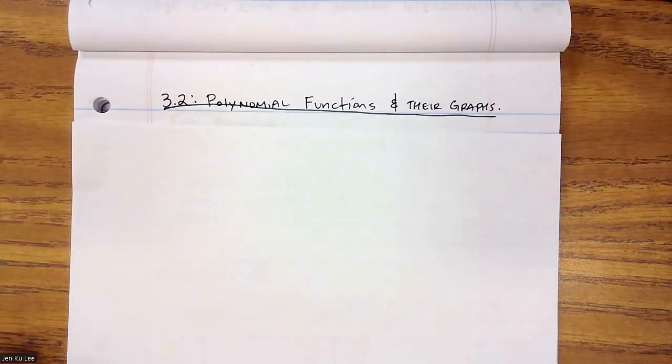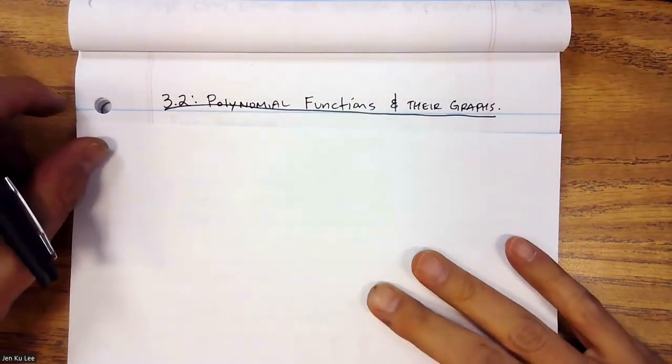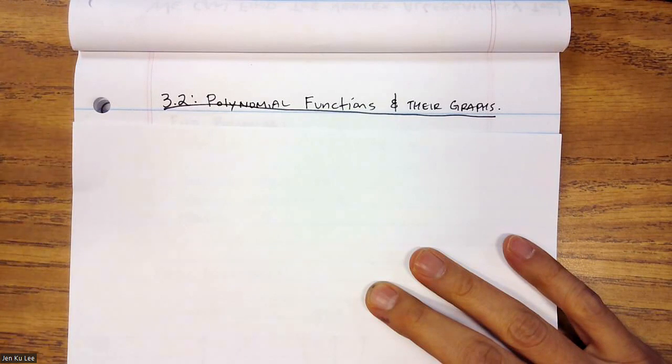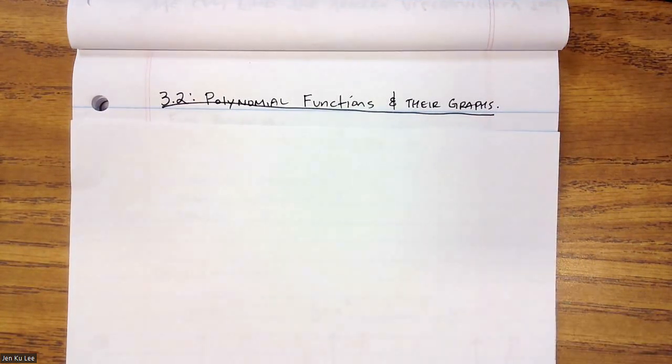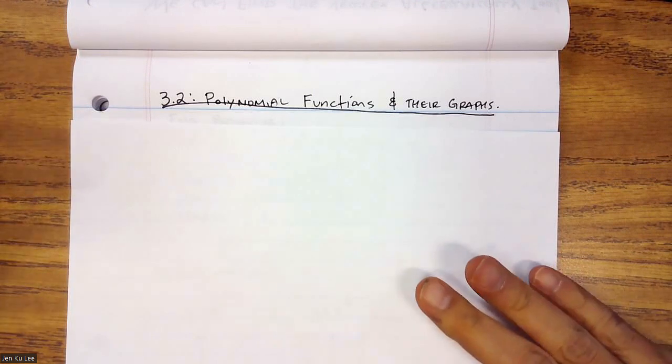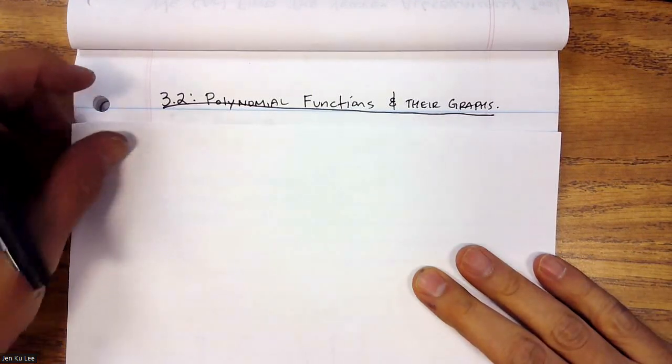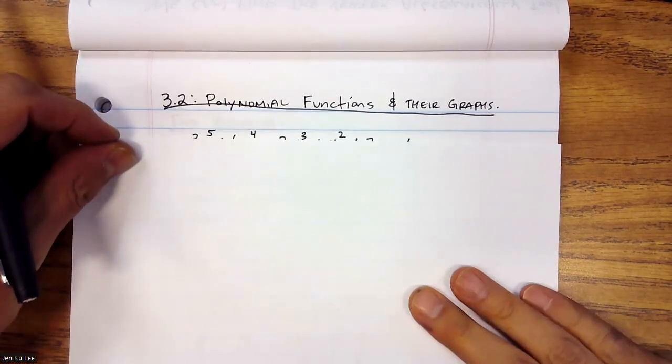Okay, welcome everyone. This is 3.2 on polynomial functions and their graphs. We're essentially going to talk about polynomial functions and their graphs, but the main point is how to graph a polynomial function. So the end product is that we are going to be graphing polynomial functions.